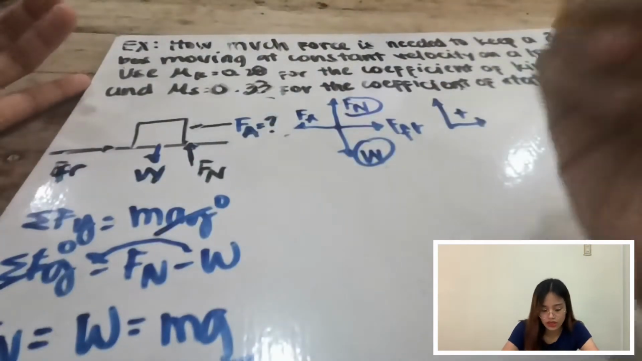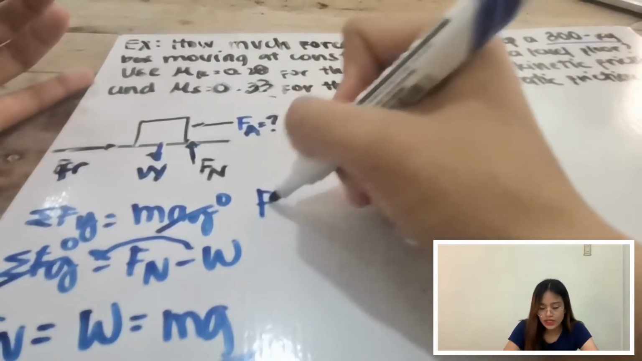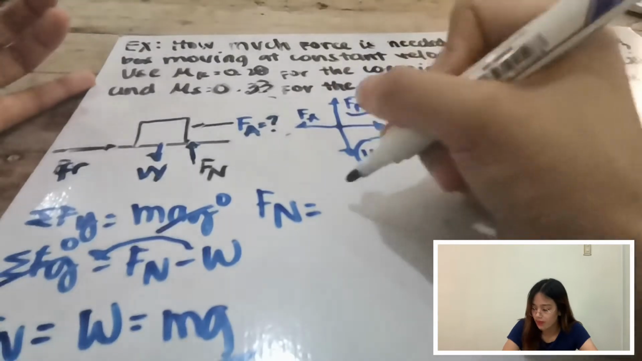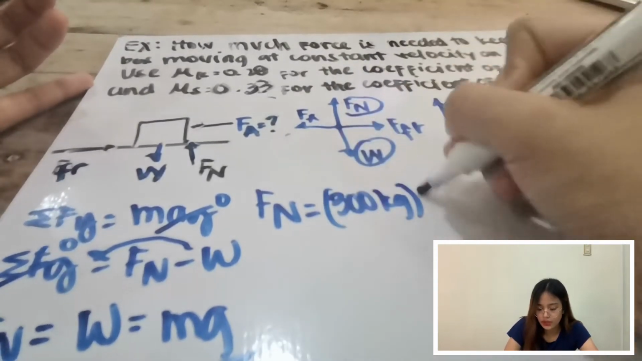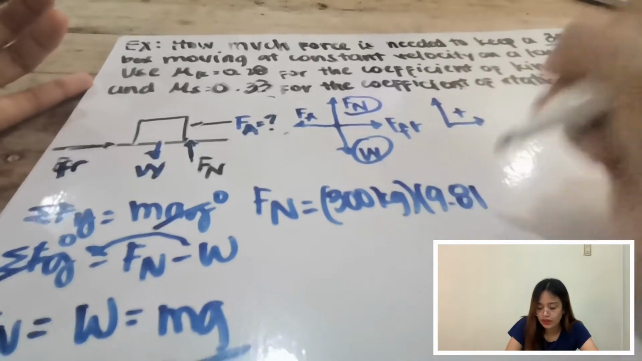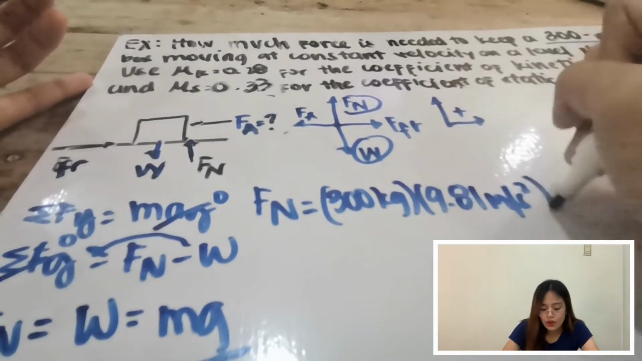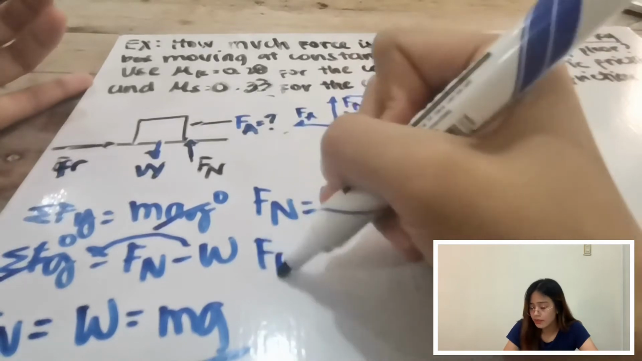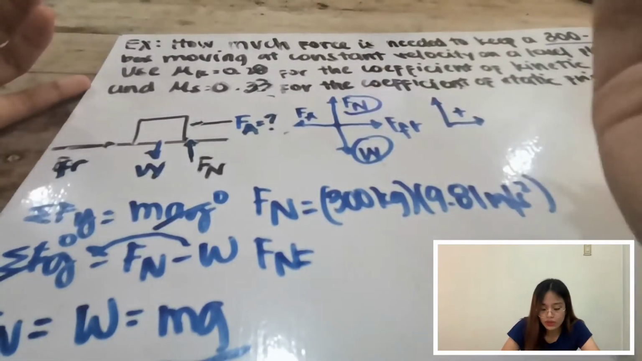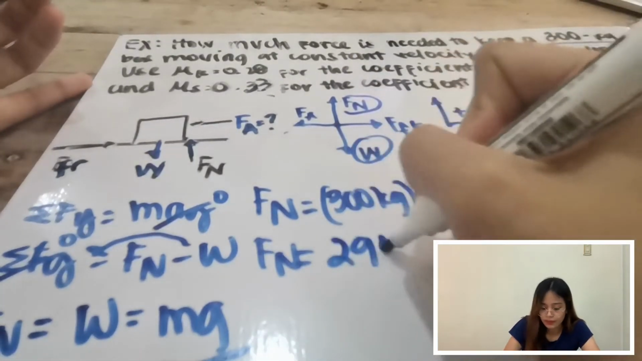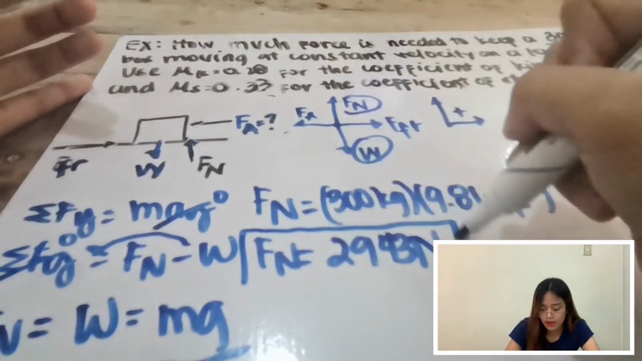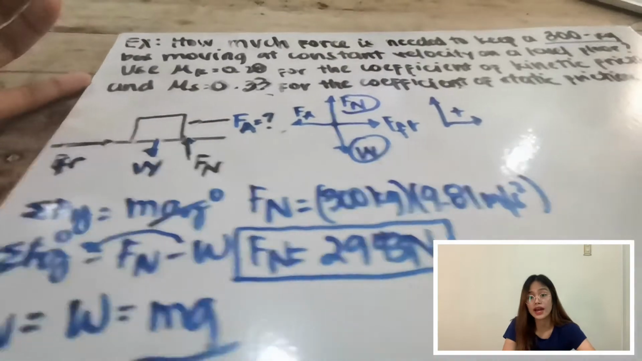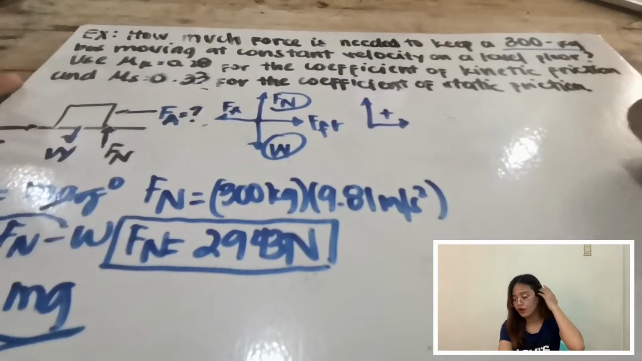So, substituting the given values, normal force is equal to mass na 300 kilograms times 9.81 meters per second squared na value ng gravity natin. So, calculating the values, ang normal force natin is equal to 2,943 newtons. And now, nahanap na natin yung normal force natin, so pwede na natin hanapin yung applied force natin.